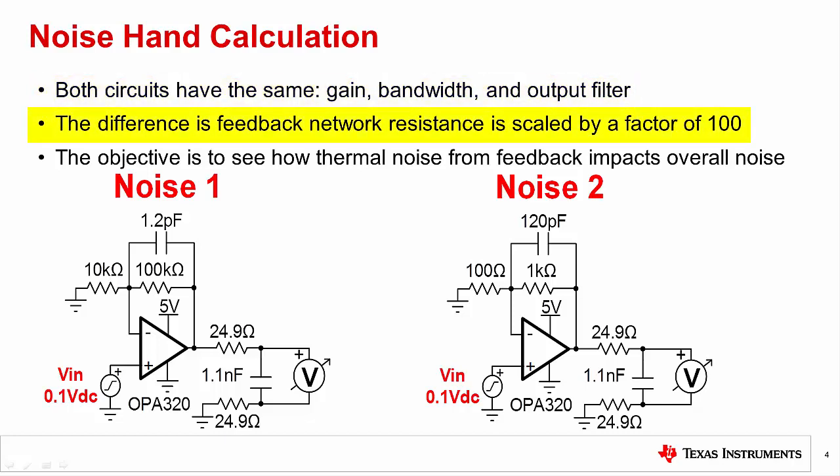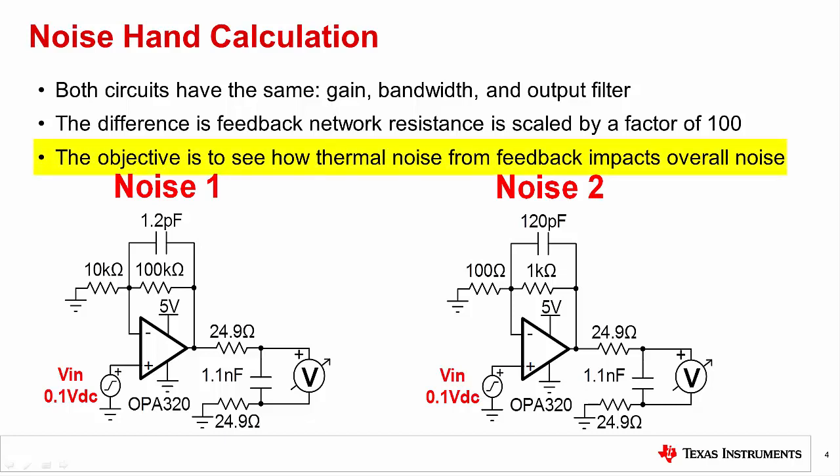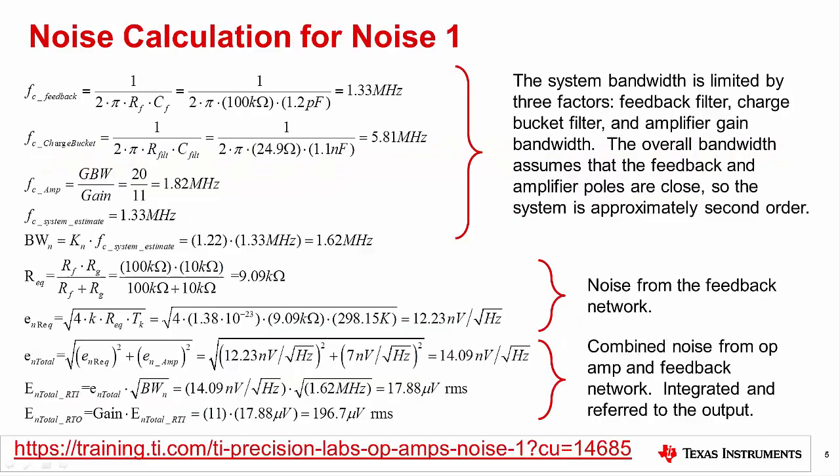The difference is that the feedback network resistance for Noise 1 is scaled to be 100 times larger than for Noise 2. Thus, Noise 1 will have more thermal noise than Noise 2. The objective of this experiment is to learn how to calculate, simulate, and measure noise for an ADC system. Also, we will see how thermal noise from resistor scaling impacts the overall system noise.